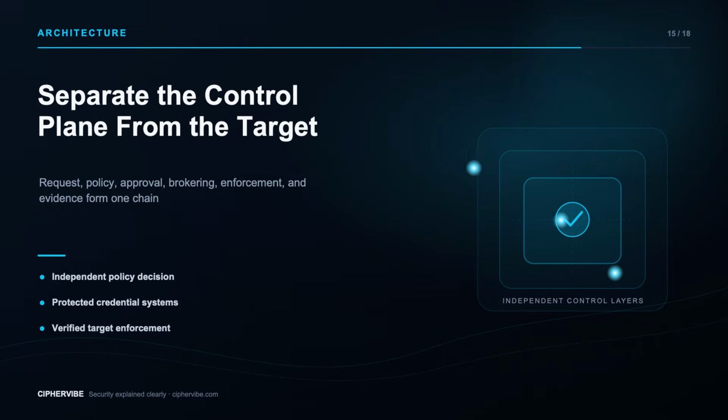A robust design separates the control plane from the target system. The request service gathers context. Policy and approval authorize a specific grant. Credential or role services create temporary access. The target enforces it. Independent logging preserves evidence. Compromise of one component should not silently rewrite the whole chain.